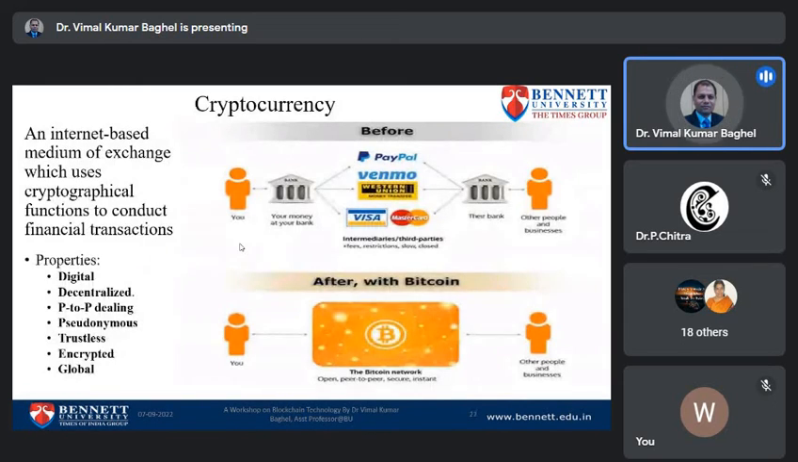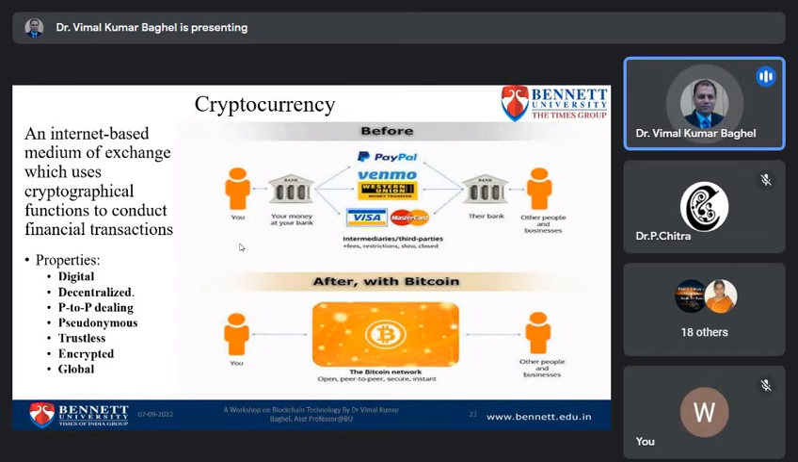Right now, let us quickly discuss cryptocurrencies. We need to understand what was before the cryptocurrency and what is after. Basically, a cryptocurrency is an internet-based medium of exchange which uses cryptographic functions to conduct financial transactions, right?